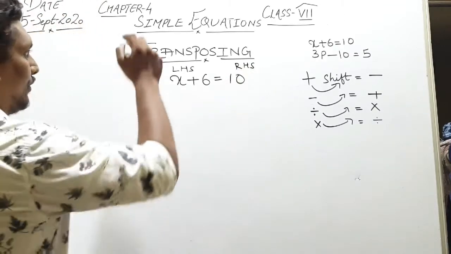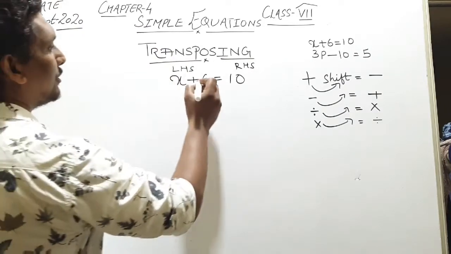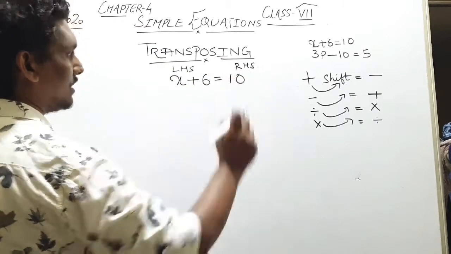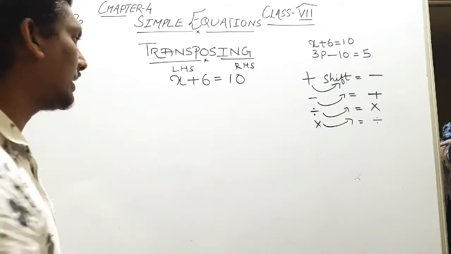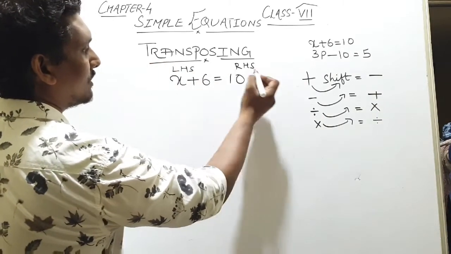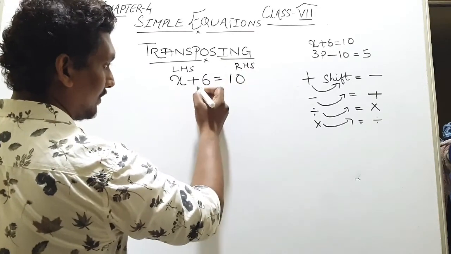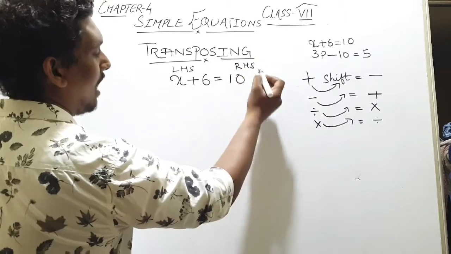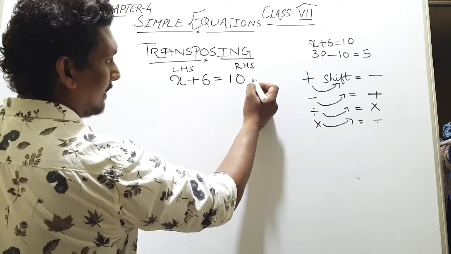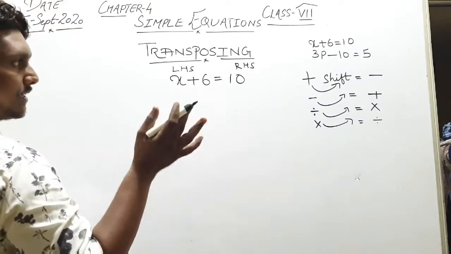So transposing, right? We are going to transpose this plus 6 to the RHS side. Whatever extra is given here, plus 6, we are going to transpose to this side. When we shift plus 6 to the RHS side, it will become minus, right? So be very careful about the sign.